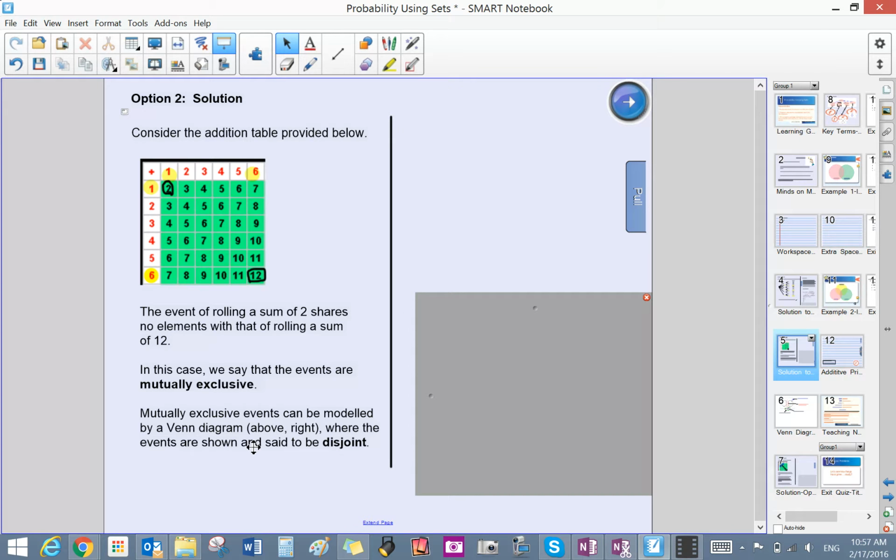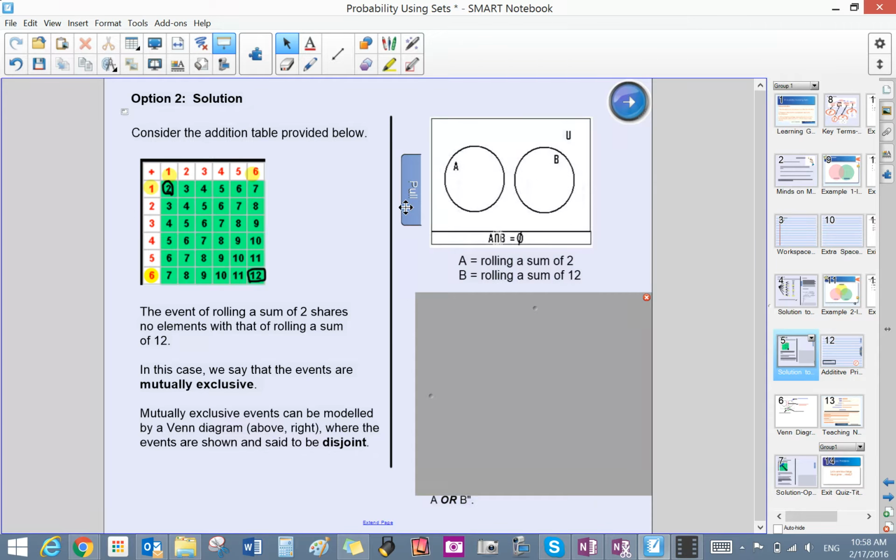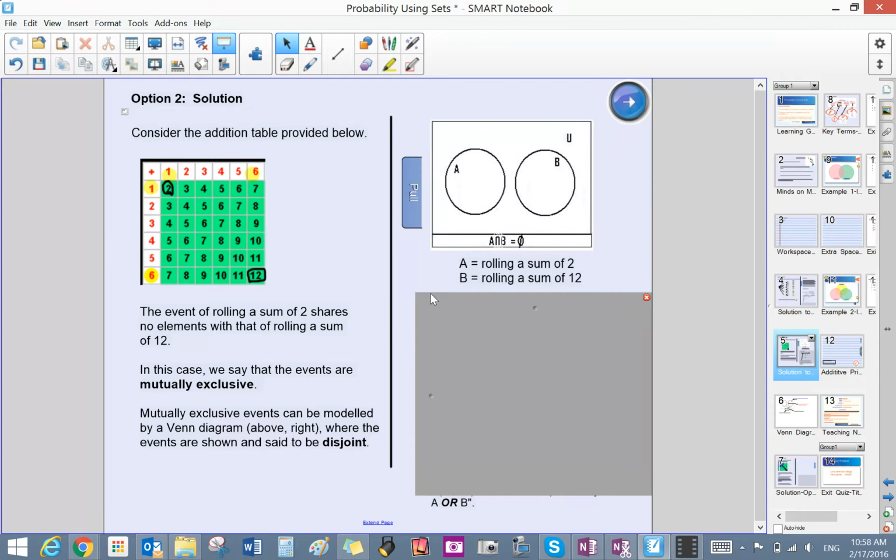So mutually exclusive events can be modeled by a Venn diagram, which I'm going to show here in a moment. And here is that diagram. Okay, so graphically, you can see that event A, rolling a sum of 2, is occupied here. It has its own event space, whereas B, the sum of 12, has its own. Okay, and both of those events are contained within the universal or the sample space.